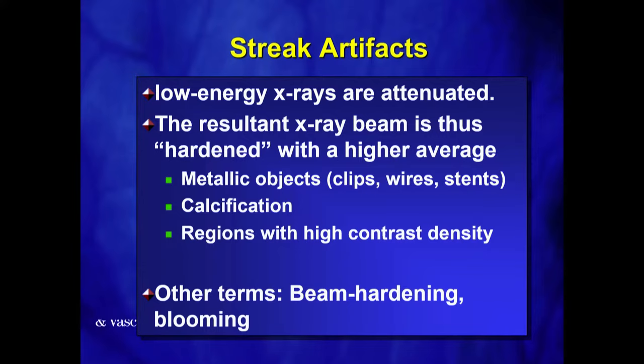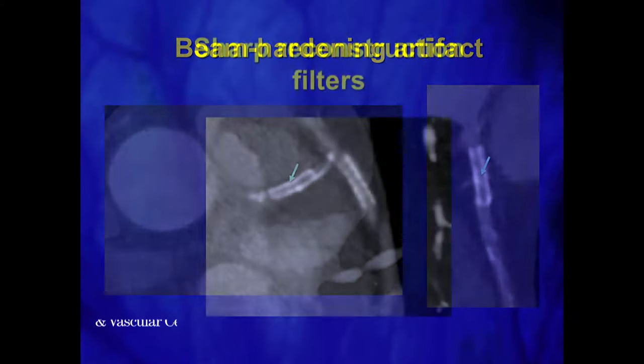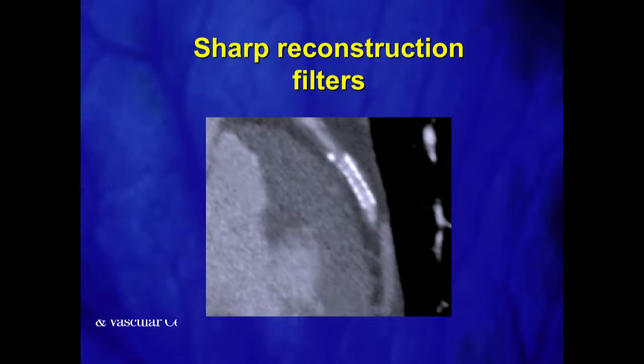Typically, this happens if the x-ray is facing a metallic object like a clip, a wire, a stent, calcification, or any region with high contrast density. So this is a stent in the LAD, and what you can see inside the stent is a beam hardening artifact, almost creating some sort of low signal intensity. And now with most of the scanners, they do have post-image reconstruction filters that allow you to see what's inside the stent and avoid these beam hardening artifacts.